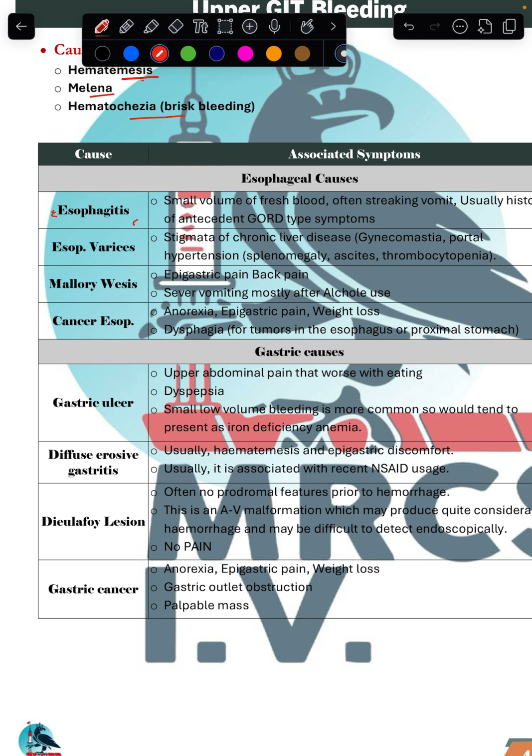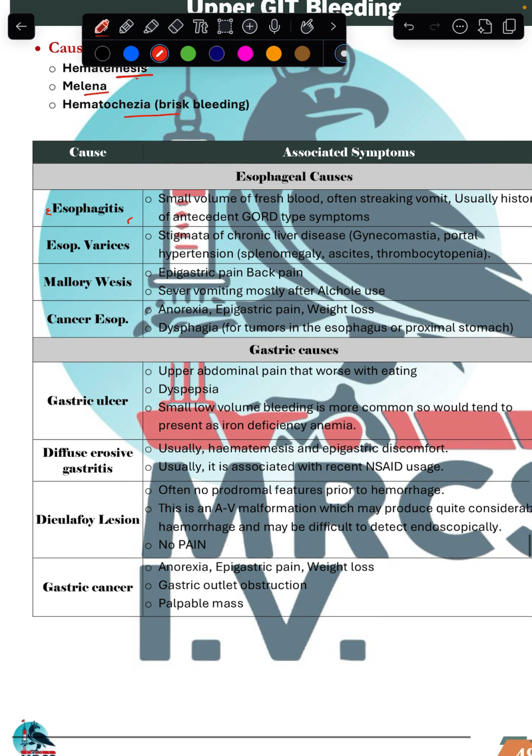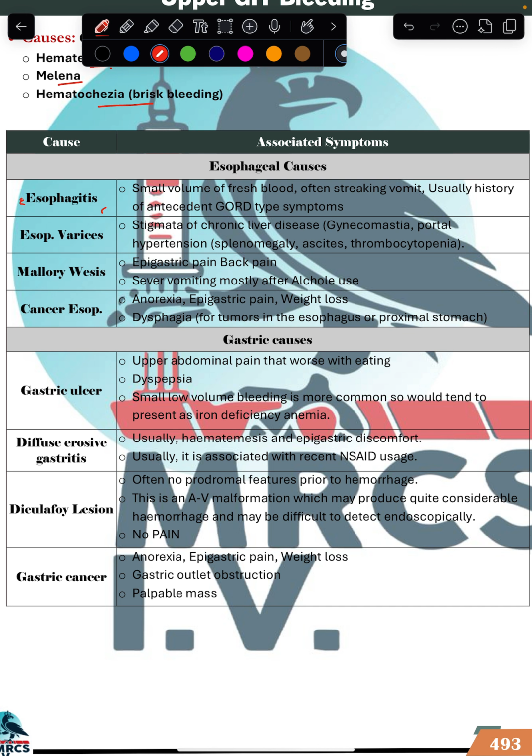Esophagitis, an infection, gives a small volume of fresh blood, often streaks, usually with a history of antecedent gastroesophageal varices. There are stigmata of chronic liver disease, gynecomastia, portal hypertension. Then Mallory-Weiss tears, which are mucosal tears, with back pain and severe vomiting. Cancer of the esophagus, where a patient may have vomiting. These are the esophageal causes.